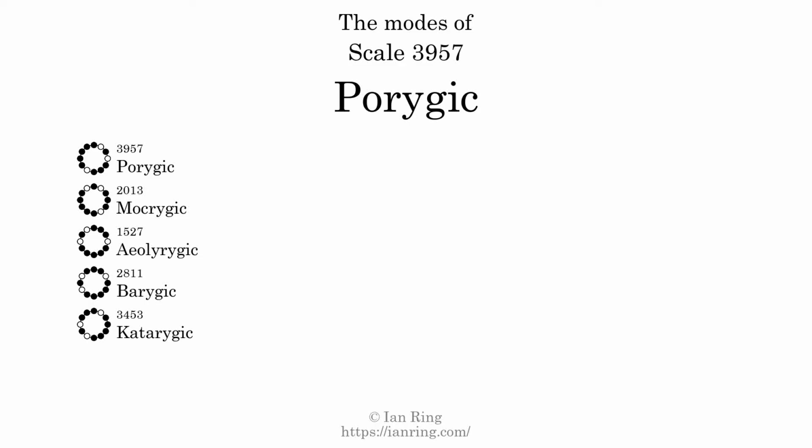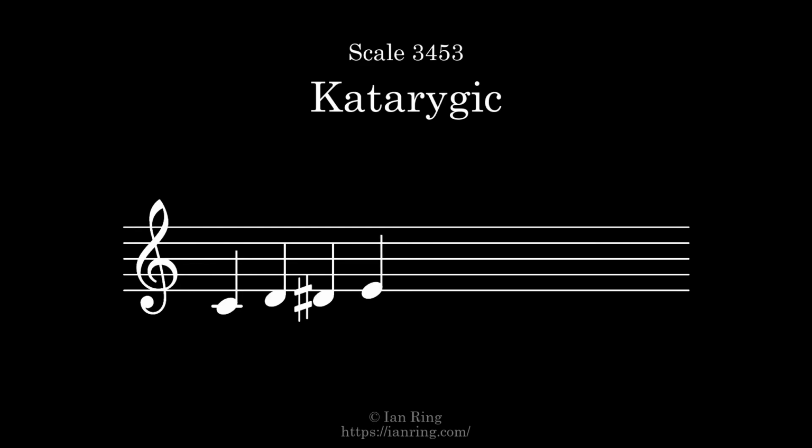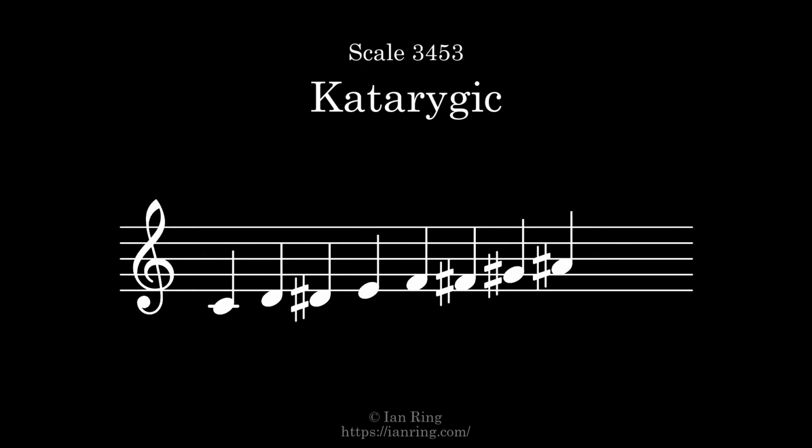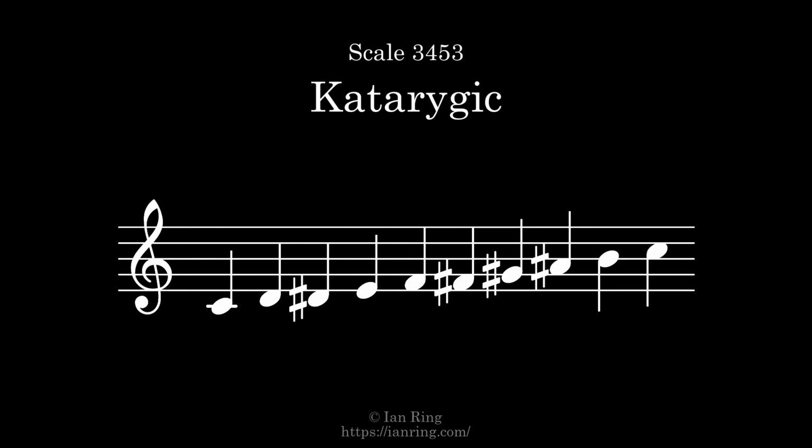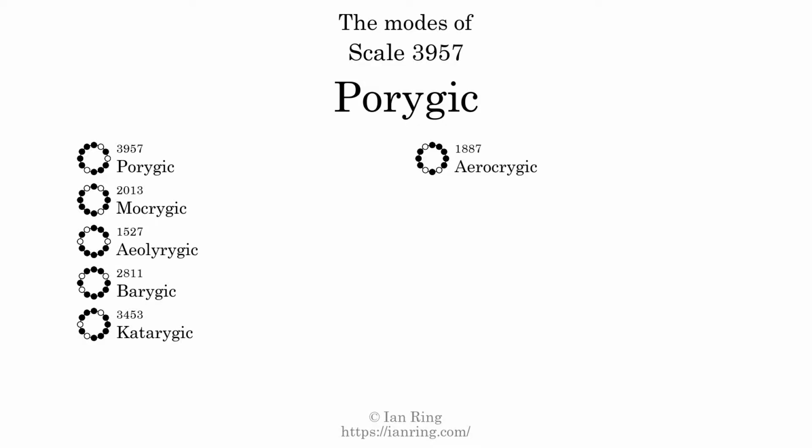The fifth mode is scale 3453, also known as Porygic. It sounds like this. The sixth mode is scale 1887, also known as Porygic. It sounds like this.